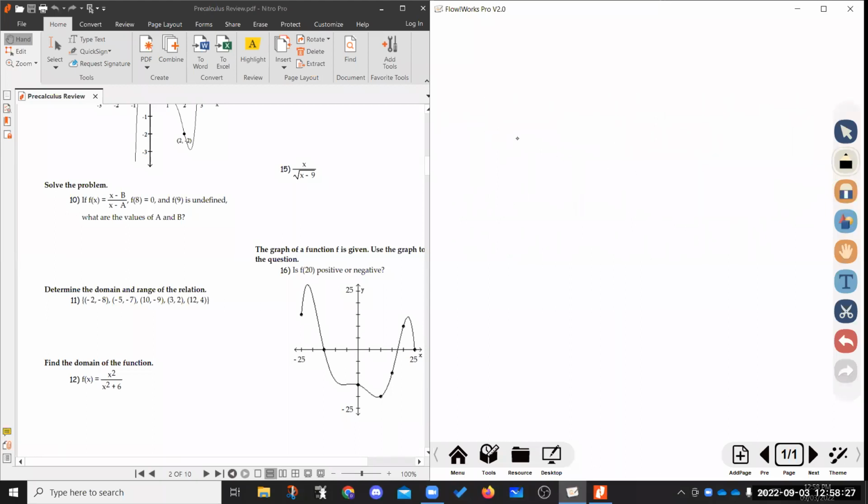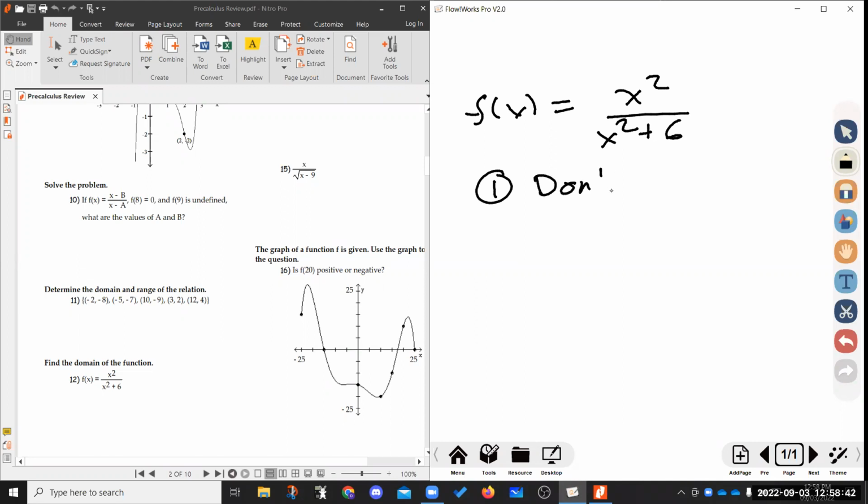All right. Find the domain of the function f of x is equal to x squared over (x squared plus 6). We've got 3 rules. Since we're in precalculus, we've got 3 rules. I was going to say 2, but there's 3 rules. Don't divide by 0, which we just talked about.